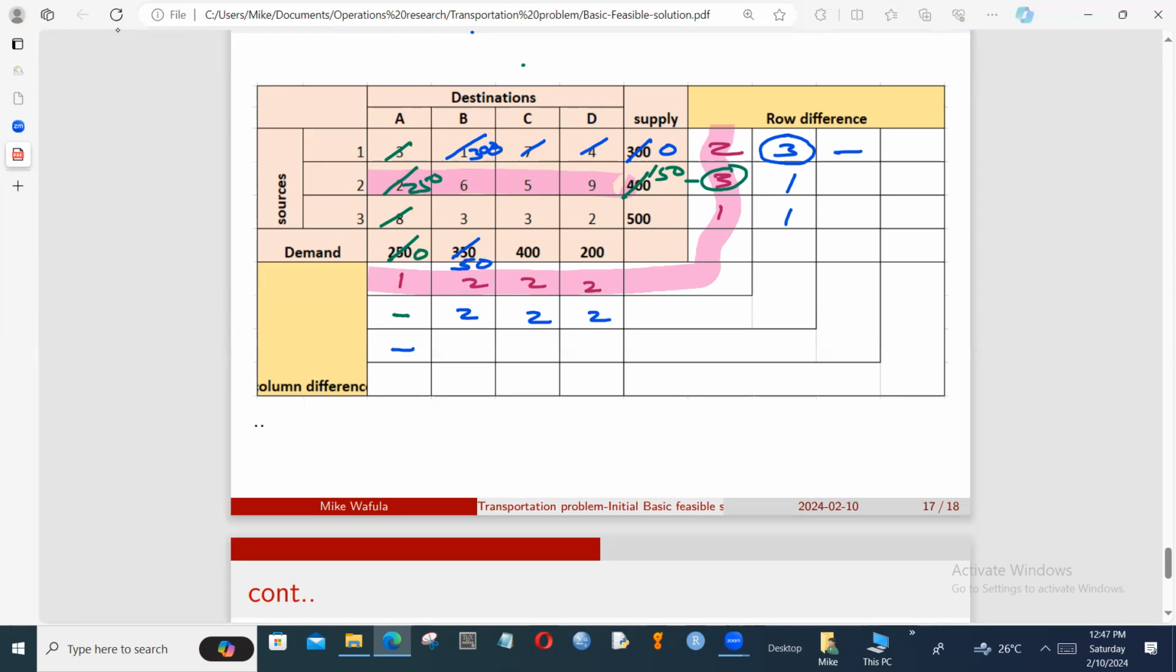These others we need to calculate now the row and column difference. So we are just now talking of 6 minus 3 because they are 2. So that's 3. 5 minus 3 is 2. 9 minus 2 is 7. Then this side I'll be talking of 6 and 5. 1. 3 and 2. 1.